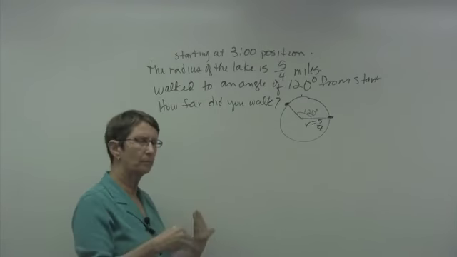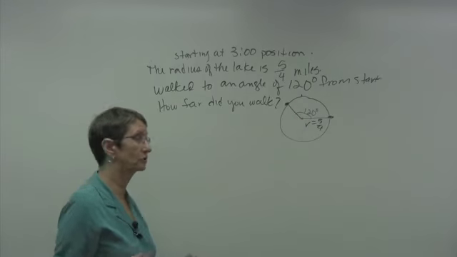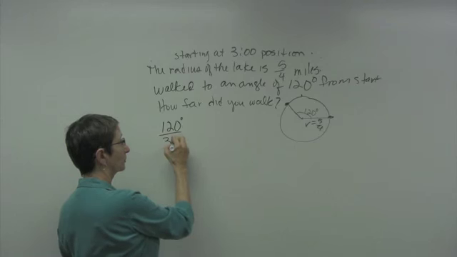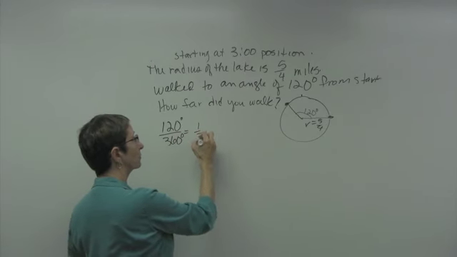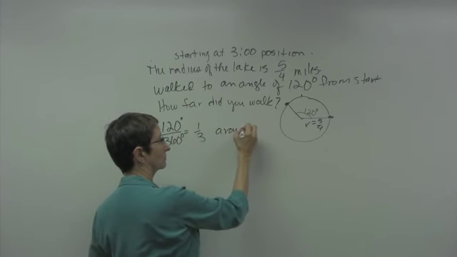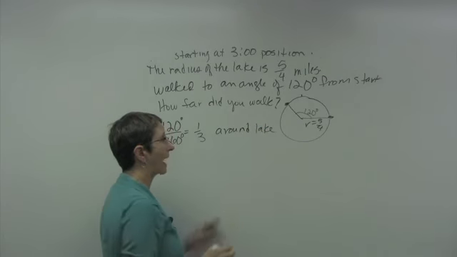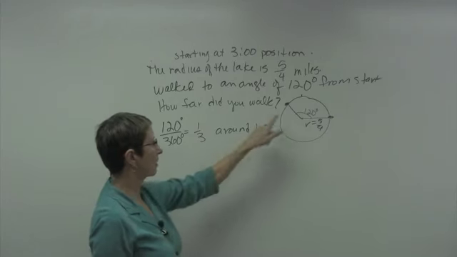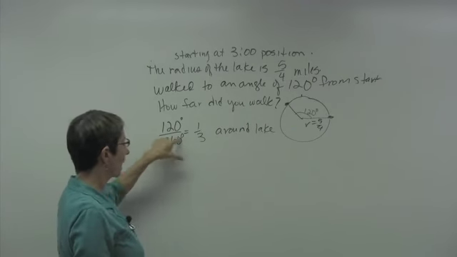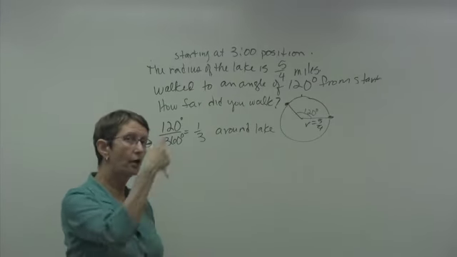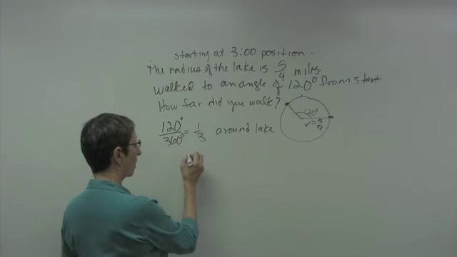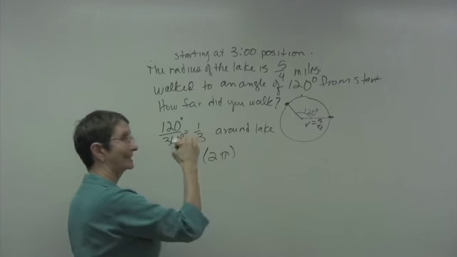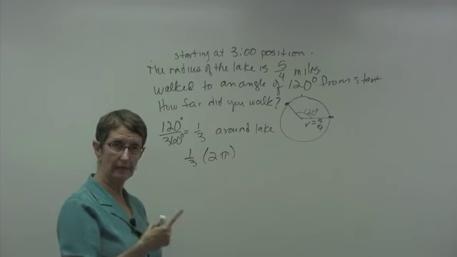Okay, let's do this in a couple of steps. If I walked 120 degrees, 120 degrees out of the total 360 degrees is 1/3 around the circle. So I walked 1/3 of the way around the lake. Okay. It's probably back up there. That's okay. About 1/3 of the way around the lake. All the way around is 2 pi. So I walked 1/3 of my 2 pi angle measure around the lake.